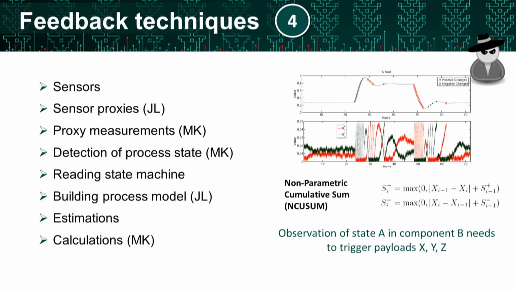This is what I typically use as a feedback mechanism between different implants in the physical process. In the plant, for example, I have implants in different parts of the plant, in different PLCs. So I would say that, as soon as you observe this state, you need to trigger payload XYZ. Another technique is reading the state machine, which is straightforward. Then there is building process models, which Jason Larson was doing: estimations, where you try to roughly estimate what's happening. It's a technique, and calculations, which I previously also used.